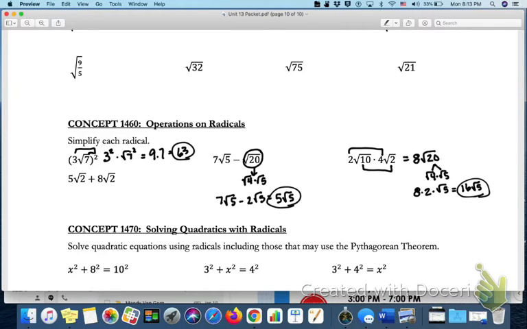On the last one, you can see that these already have the same number in the radical sign, so I can just add my like terms, which 5 plus 8 is 13, so my final answer is 13 square root of 2.